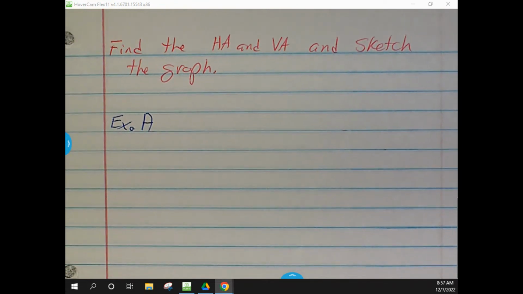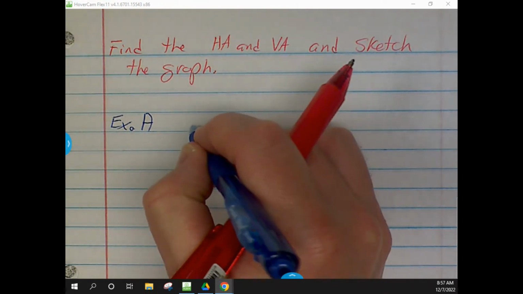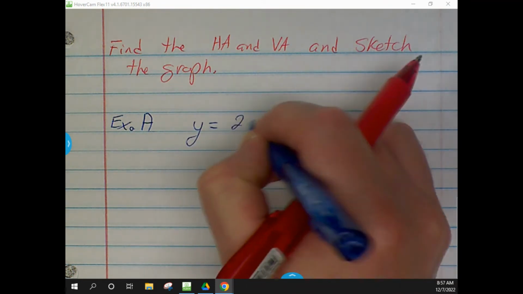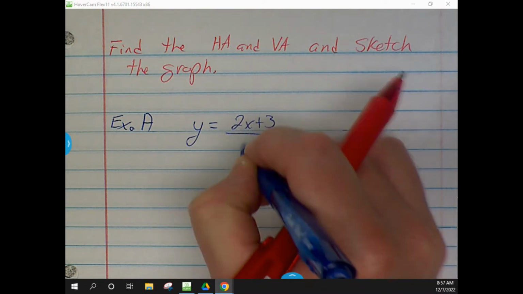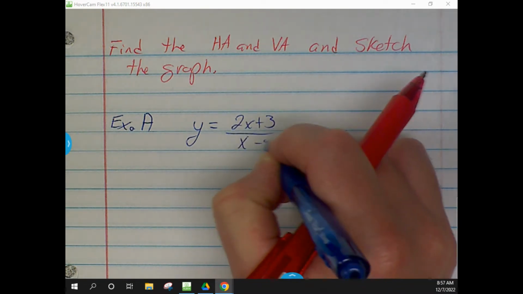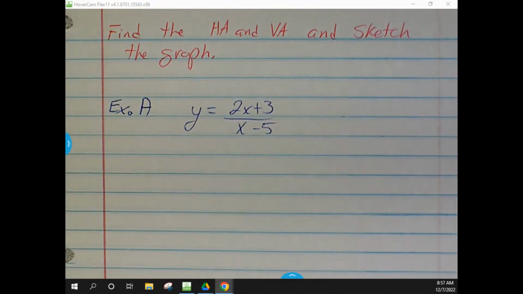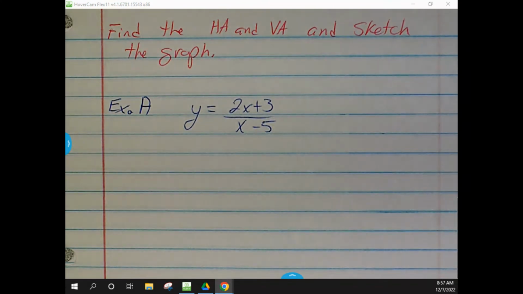Okay, so let's go with y equals 2x plus 3 over x minus 5. We'll give you one that's pretty straightforward, pretty easy. We'll give you another one that's a little more complicated.